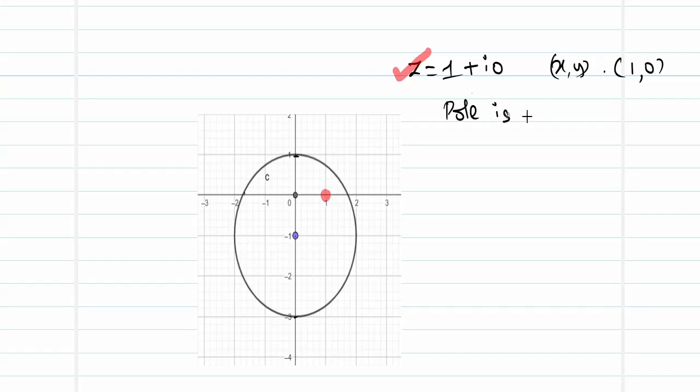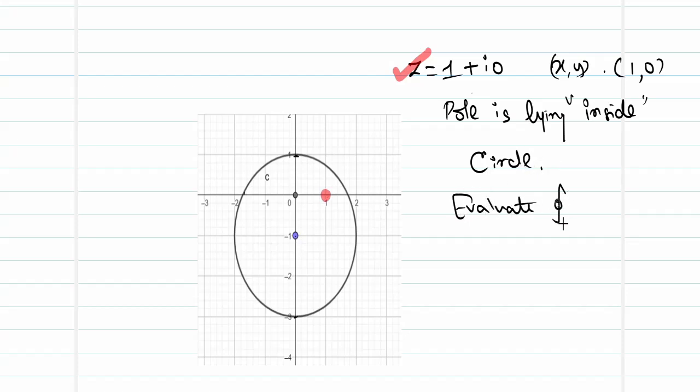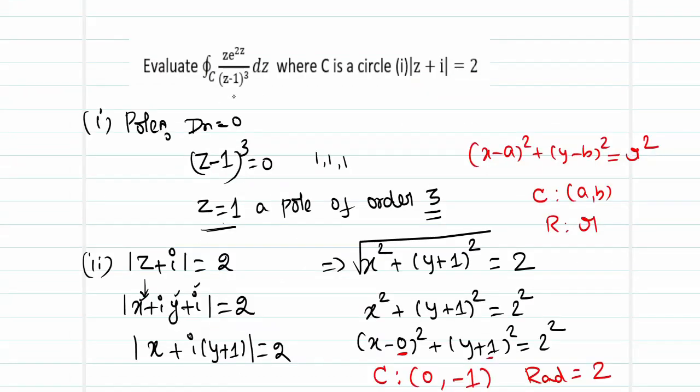The pole is lying inside the circle, given circle. So you can evaluate the integral over C, the function f of z by z minus a into dz. But now look into the denominator. Is it going to be a simple pole? No, it is going to be a pole of order 3. So I need to apply the Cauchy formula for derivative to solve this problem.